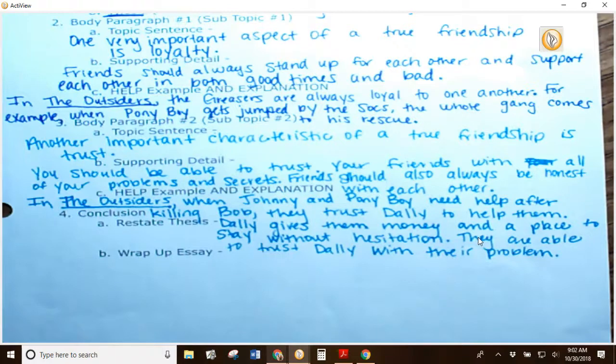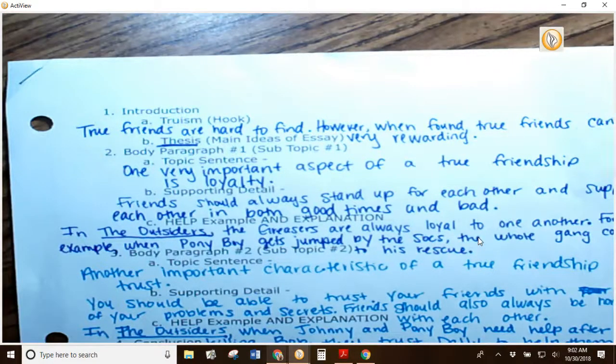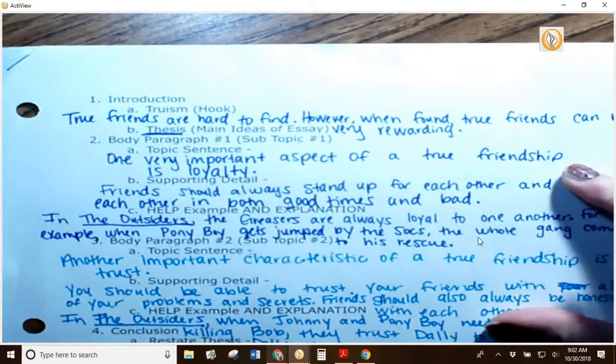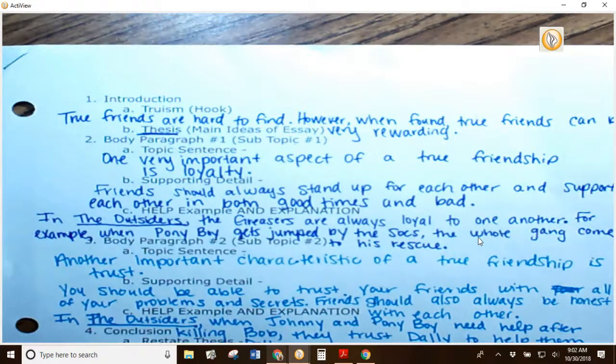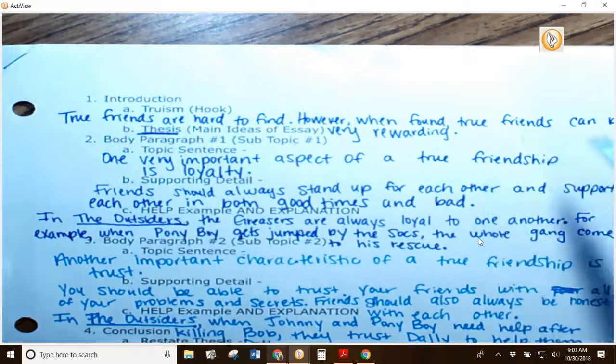Would you agree? Okay, so at the beginning, to start our essay, we use the truism. Remember, a general true statement about life that can be applied to that topic, and then we made it more specific with our thesis statement to our specific main idea of our essay. Okay, so we use the truism. True friends are hard to find. However, when found, true friends can be very rewarding. And then we put in our thesis statement, which was, my definition of a true friendship is having a friend who is loyal and trustworthy.